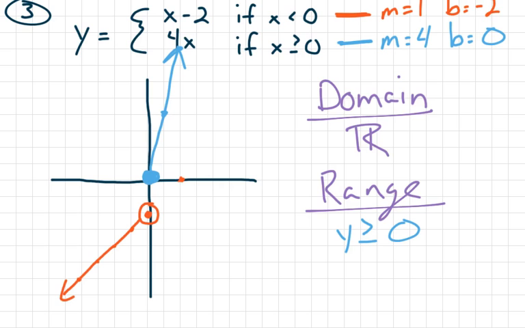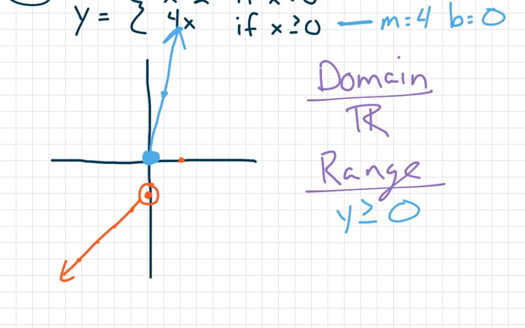For the red one, we're going downward starting at -2, but we do not get to include -2 because that's an open circle. So it's going to be y is less than -2. So the range is a little different for this one. If you've got arrows that don't overlap, that are pointing in different directions, you might have to write two different inequality statements for the range, and that's totally okay.